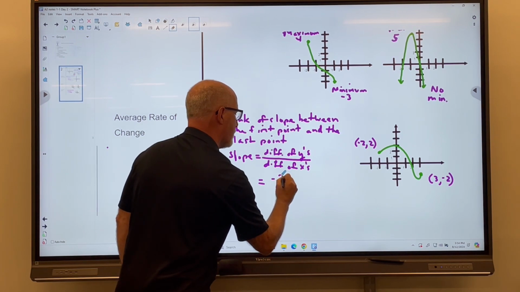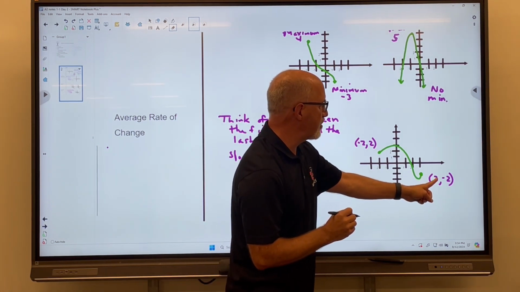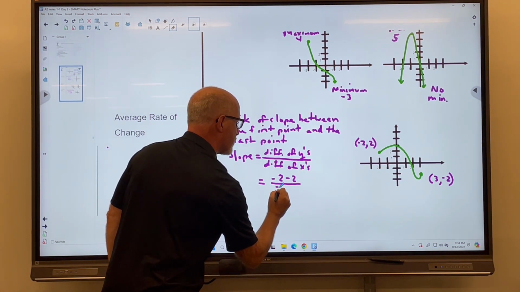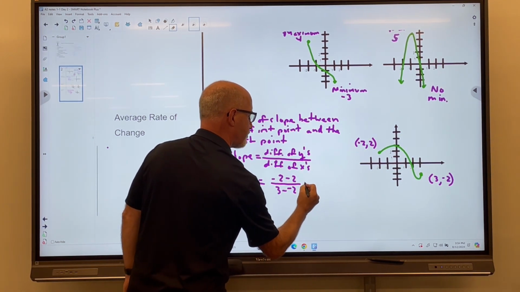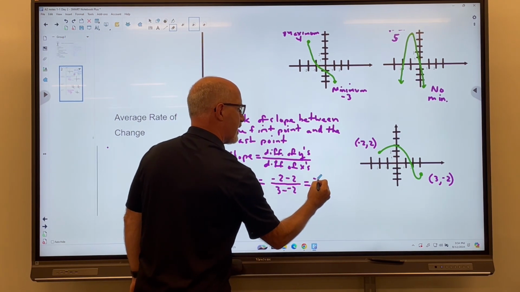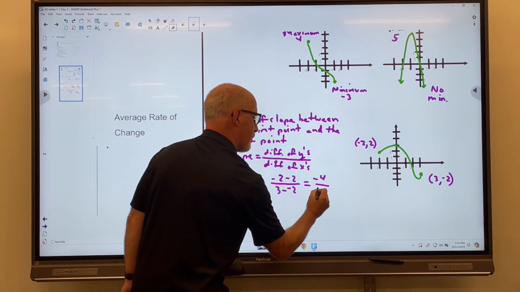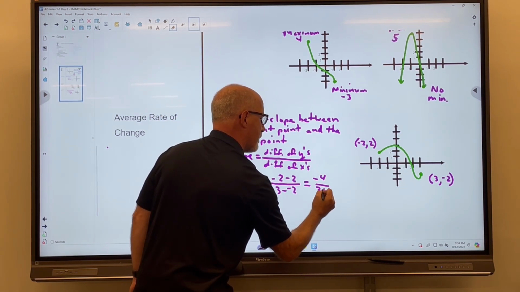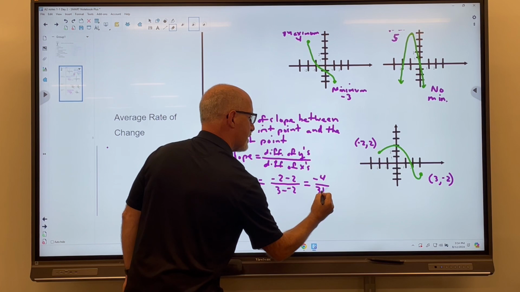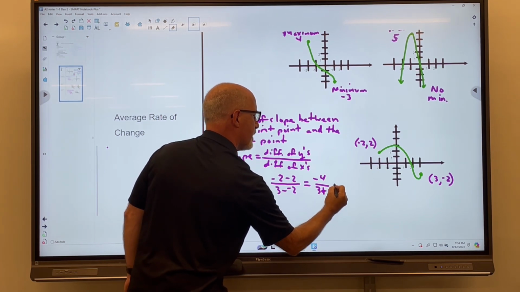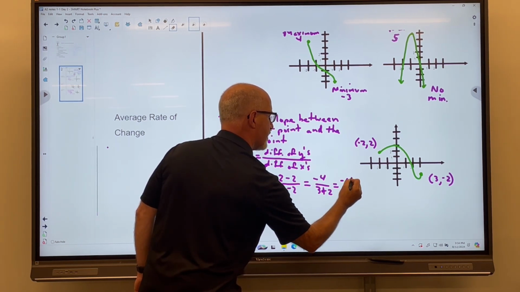So -2 minus 2, over the difference of the x's, 3 minus -2. Make sure if you start with this y, you start with that x on this one. So -2 minus 2 is -4. 3 minus a negative is 3 plus 2. I'm going to write that out: 3 plus 2 when you have minus a negative. So plus 2. And that gives me -4 over 5 for the average rate of change.